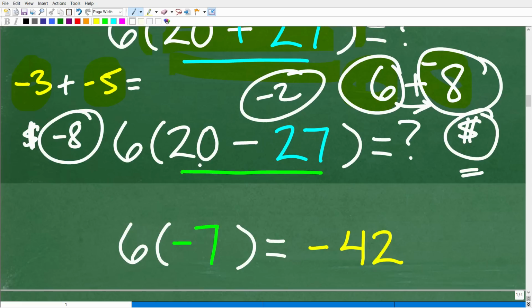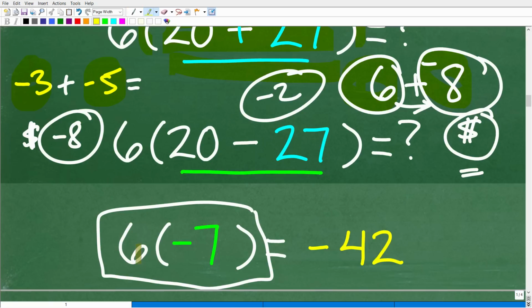So 20 minus 27 is negative 7. So now finally we're down to one last step, which is multiplication. So we have a positive number times a negative number that is going to be negative. So 6 times negative 7 is negative 42, which indeed is the correct answer.